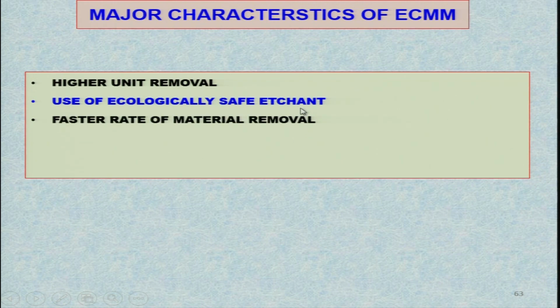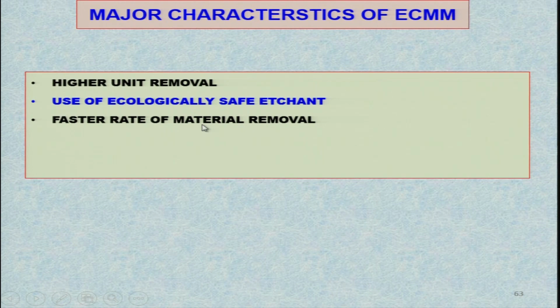You have to use an ecologically safe agent, otherwise there are problems and people may resist using this particular process, because the fumes generated are not user friendly, and if these fumes are present around other equipment, they may damage or corrode that equipment also. So, you should always have an exhaust in the machining chamber wherever you are using an electrochemical machining or electrochemical micromachining setup, otherwise it will affect the human being as well as the equipment.